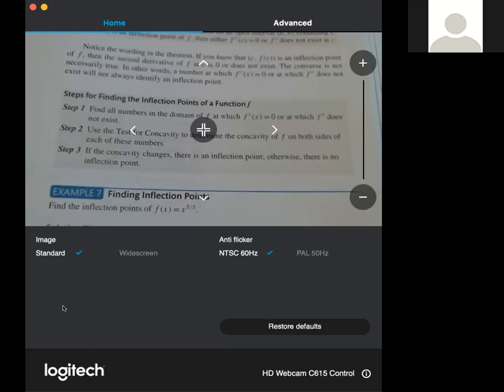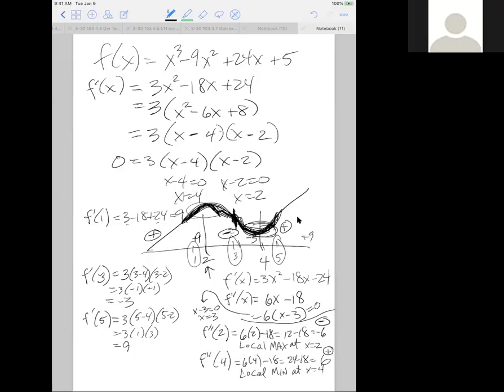Let me go back to the iPad now. All right, and therefore we have a point of inflection. If you're asked about that, the point of inflection occurs at x equals 3. We have an inflection point, and it's because of the fact that when you plugged in 2 and plugged in 4, the signs changed. Therefore, at 3, we've got a point of inflection, okay? So, any questions on that at all?